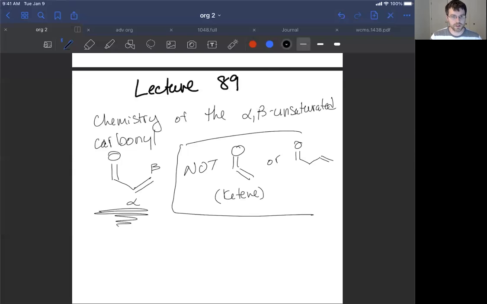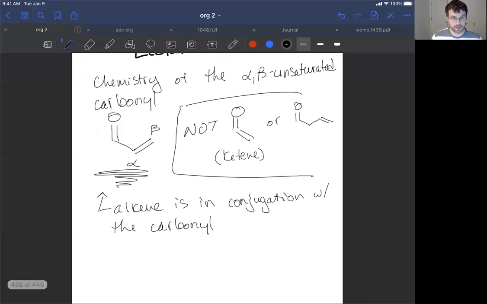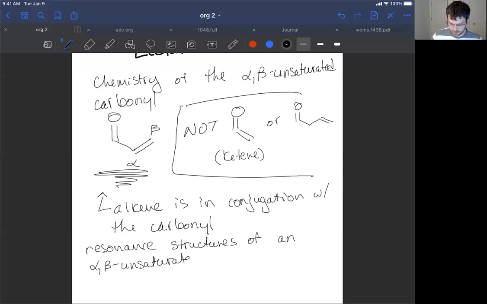So what I want to do is, first of all, recognize that in the alpha beta unsaturated carbonyl, the alkene is in conjugation with the carbonyl. Now that's important to note because that's going to affect what the resonance structures are that we draw. Speaking of that, let's draw the resonance structures of an alpha beta unsaturated carbonyl.